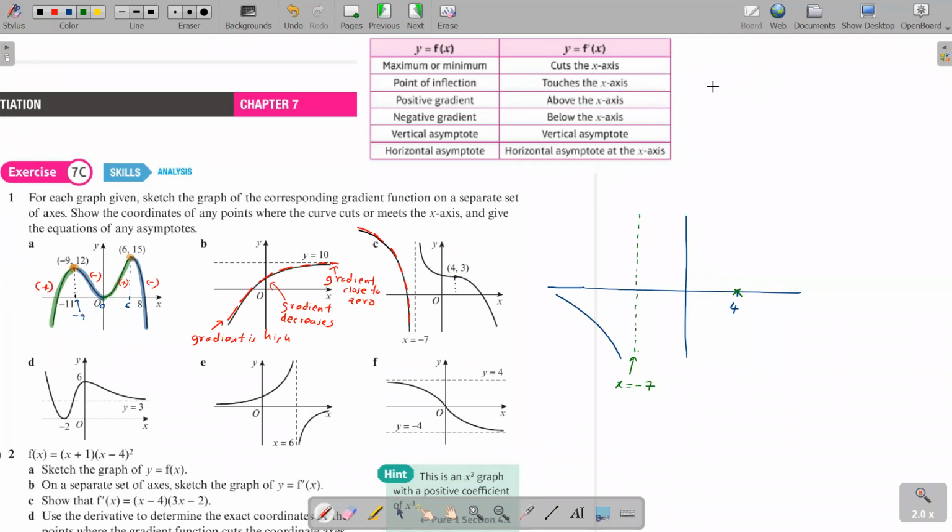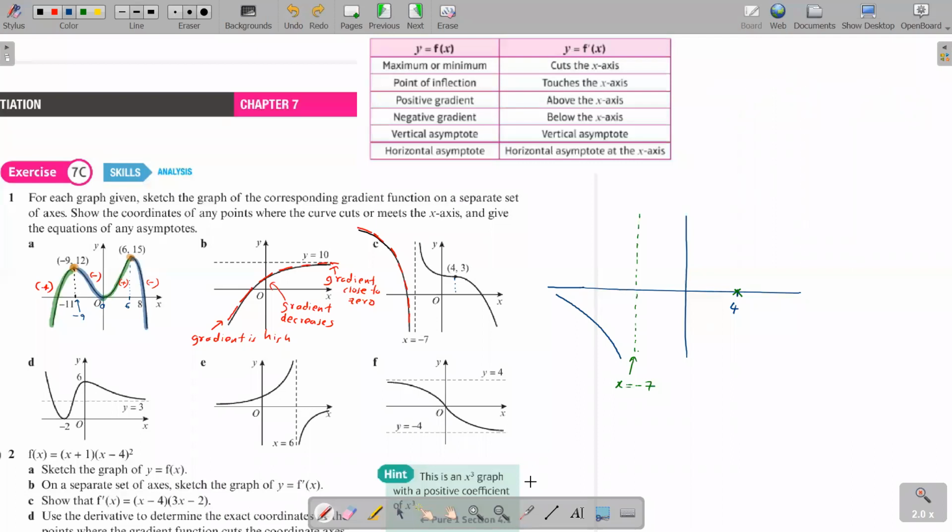Do you hear me? Cutting means at this point this cuts and goes. Touching means at this point you come, you touch and you go down. Or it can be even from the other way. You come up and you touch and you go up. Could be either way. Okay, now you need to decide which of these graphs are correct.